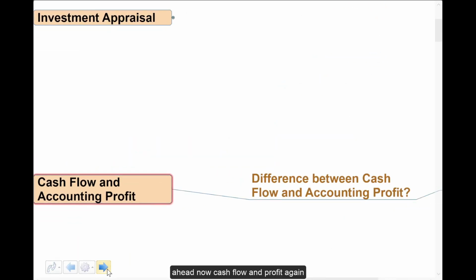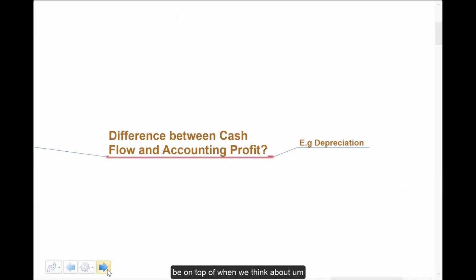Now, cash flow and profit, again, this is an area really that we need to be on top of. When we think about investment appraisal, more often than not, we're talking about cash flows. And let's note that there's a difference between the accounting profit of a business and indeed the cash flows of the business.